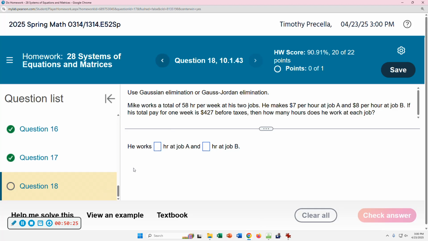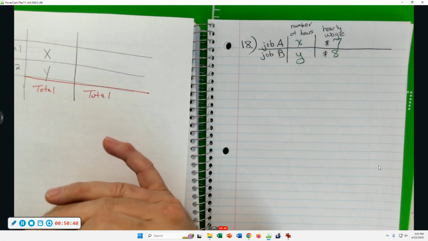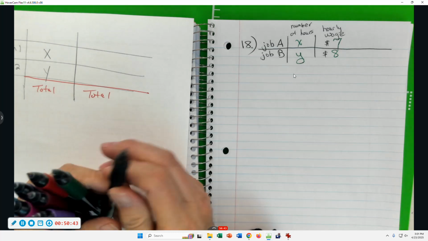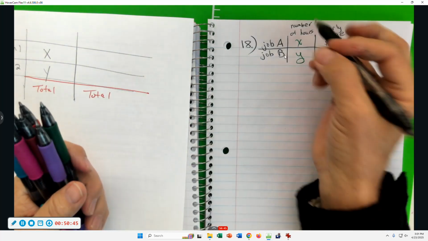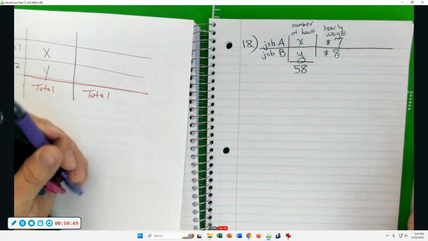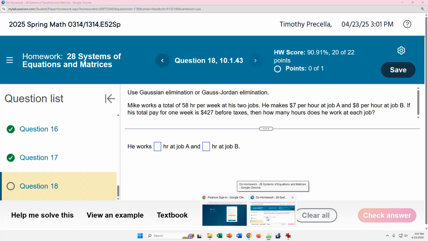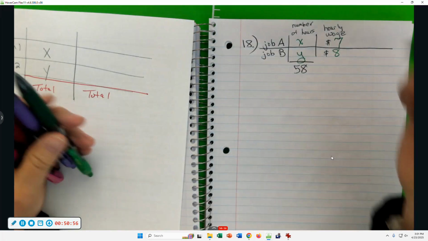He works a total of 58 hours per week, and he made $427 before taxes. Where would you put the 58 and where are you going to put the 427? Okay, under the variables, he worked a total of 58 hours. And how much did he make? 427. Okay, that means the dollar amount.